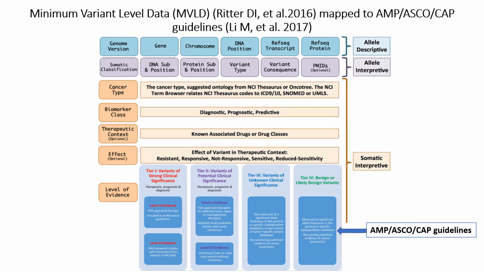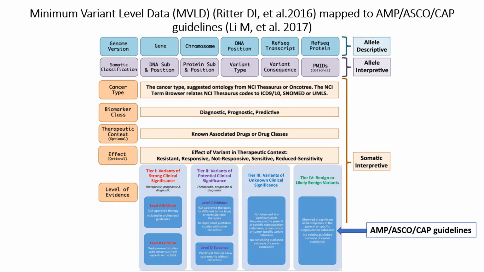In order to streamline the curation and reporting of somatic variants in cancer, the Somatic Cancer CDWG developed a consensus-based framework called the Minimum Variant Level Data, or MVLD. This framework consists of 3 sections: allele descriptive, allele interpretive, and somatic interpretive, as you can see on the right-hand side of this figure. The allele descriptive section contains data elements that describe the genome position, the gene, chromosome, genomic location, and reference transcript and protein information.